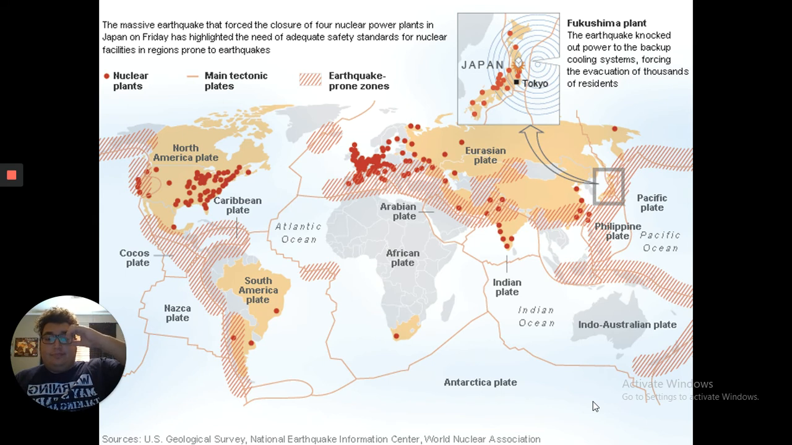And then this shows the number of nuclear power plants and where they are in relation to plate tectonics. The Fukushima plant, the earthquake, if you see right here, this is where it happened. It's on two fault lines. That really hurt the country and caused all this horrible area. And also, if you see the little red lines, you're like, oh, these are not good at all.